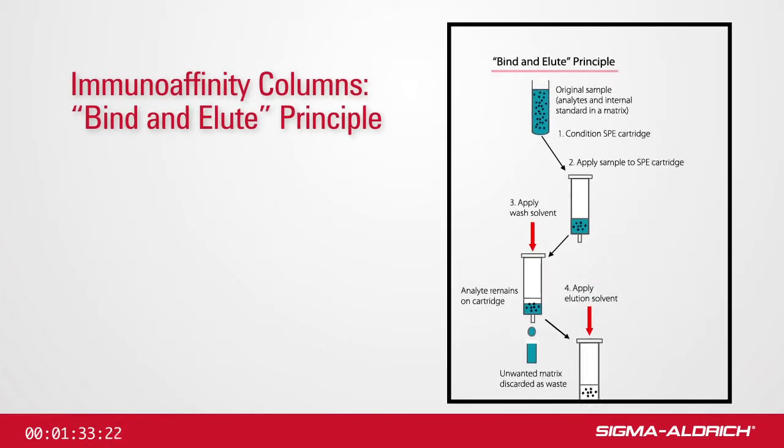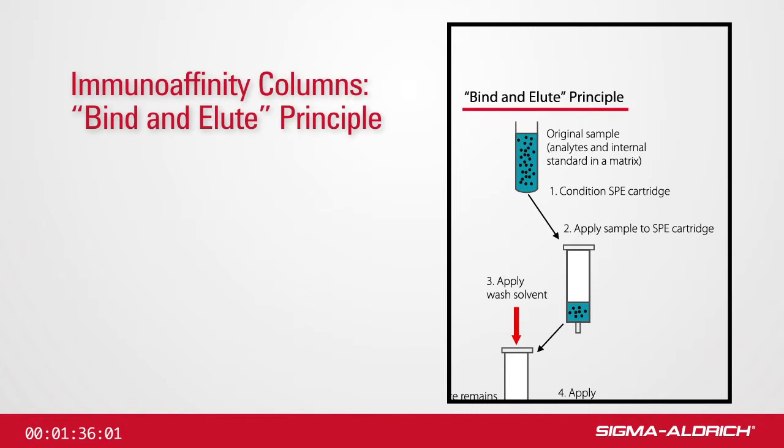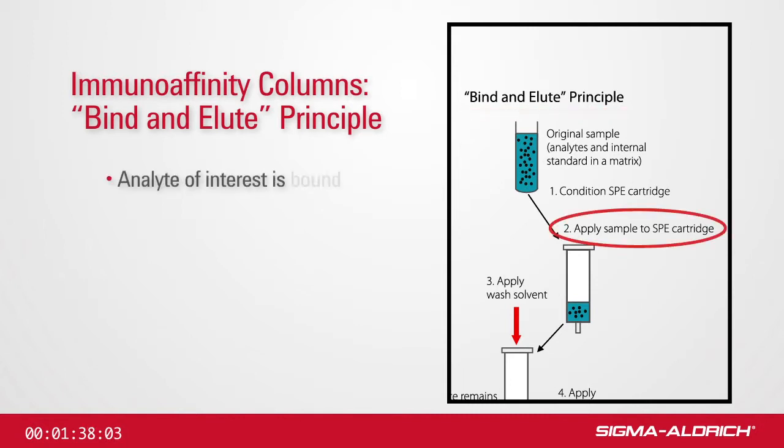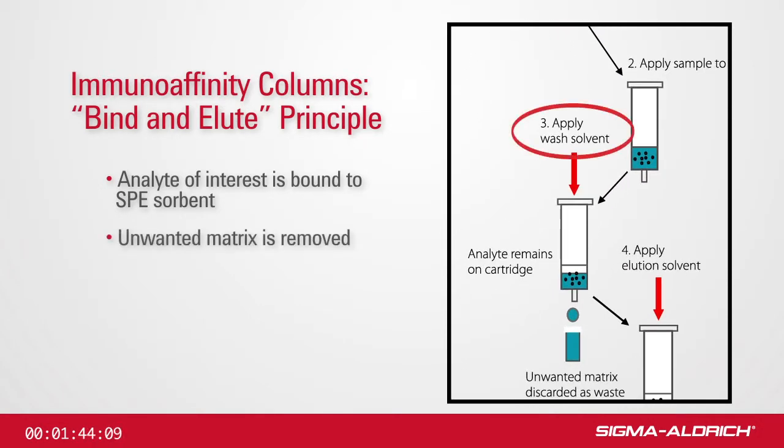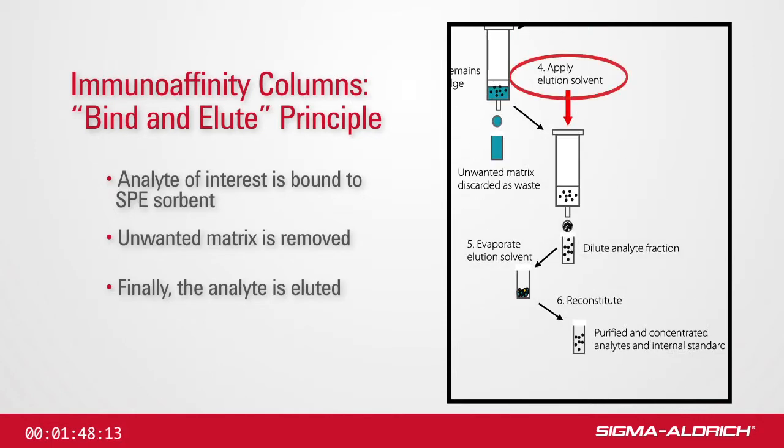In the bind and elute strategy, after sample introduction, the mycotoxins become bound to the SPE sorbent. Next, the undesired matrix is washed from the cartridge. Finally, an elution solvent is used to elute the purified analyte.